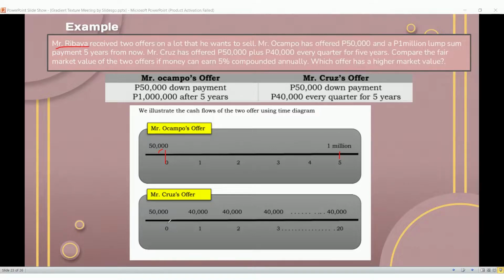While Mr. Cruz also pays a 50,000 down payment, but he will make a regular payment every quarter for 5 years. So, we are looking for who has the higher market value offer. We need to compare the fair market value of the two.